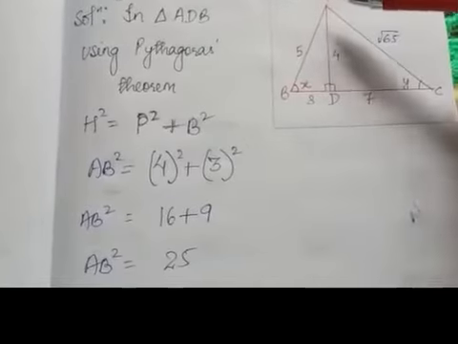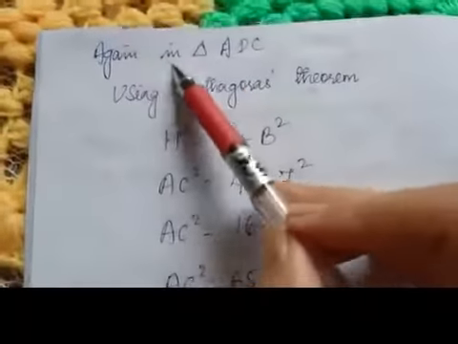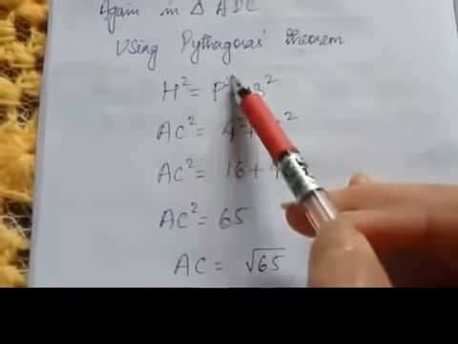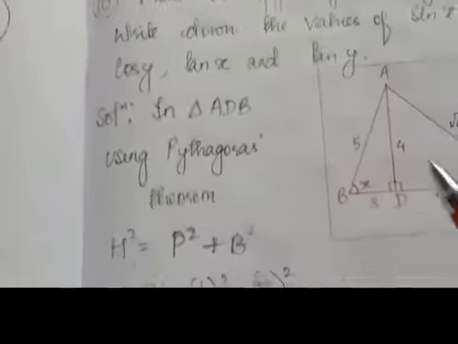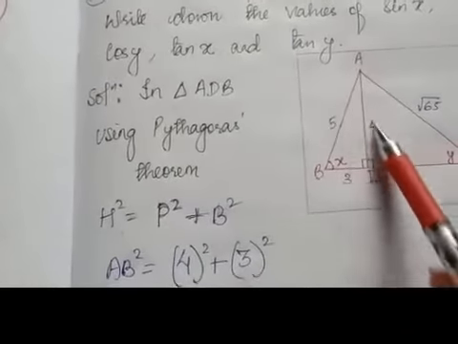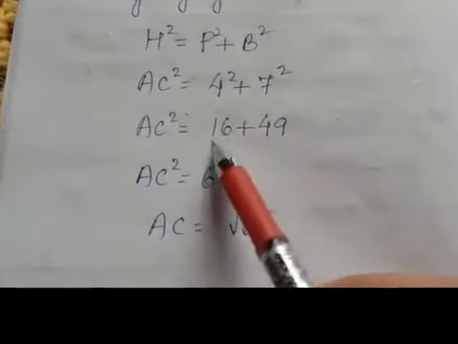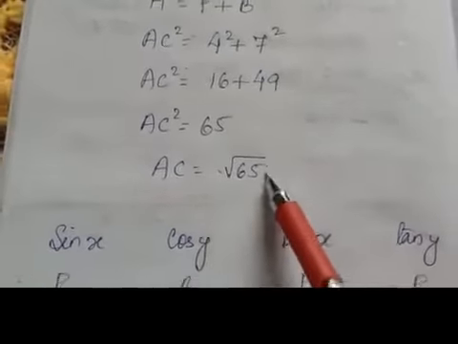Now we will find the hypotenuse of this triangle ADC. So again in triangle ADC, using Pythagoras theorem, hypotenuse square is equal to perpendicular square plus base square. So hypotenuse is AC square, perpendicular is 4, base is 7. Then 4 square is 16, 7 square is 49. 16 plus 49 is 65. So AC is equal to root 65. This is not a perfect square, so we will write root 65.